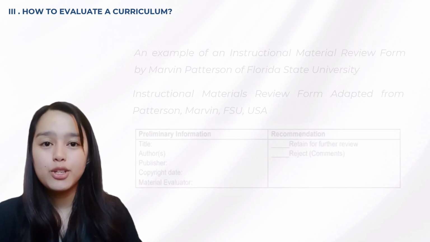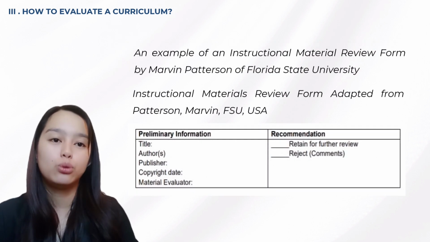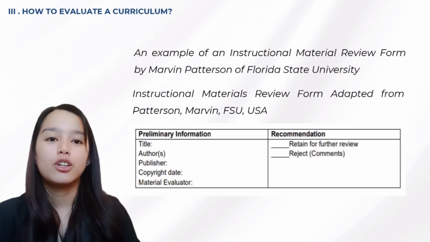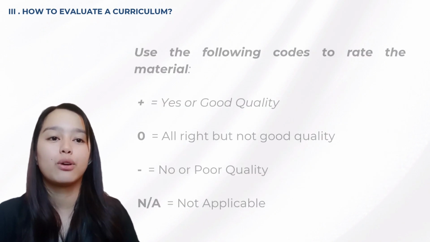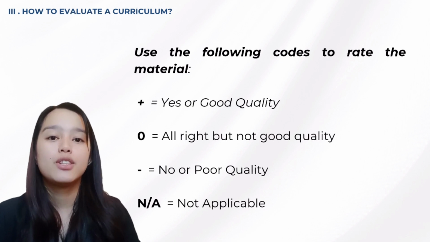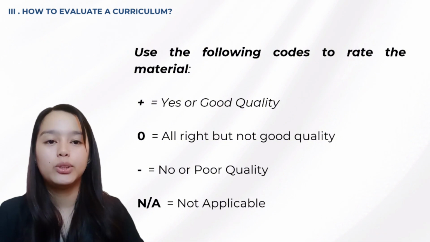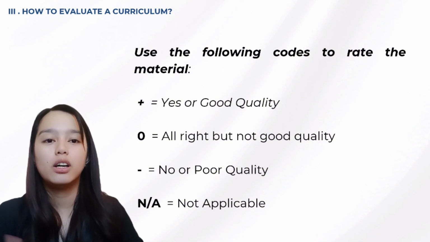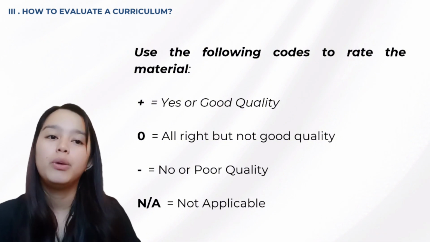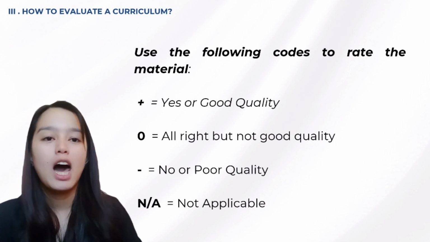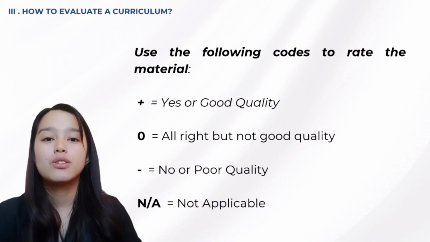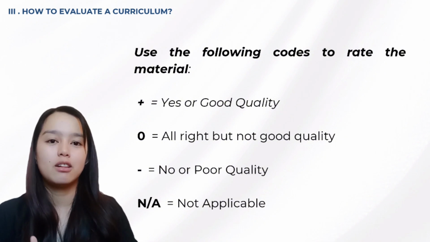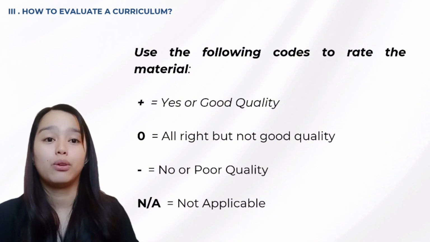And this one here is an example of a tool used in this model, the instructional materials review form. It uses symbols like plus for good, 0 for okay, negative for poor, and NA for not applicable. The checklist includes items like how well the content matches the curriculum, whether it includes assessment, how user-friendly it is, and even the quality of visuals. It's a very structured and consistent method for comparing multiple products.